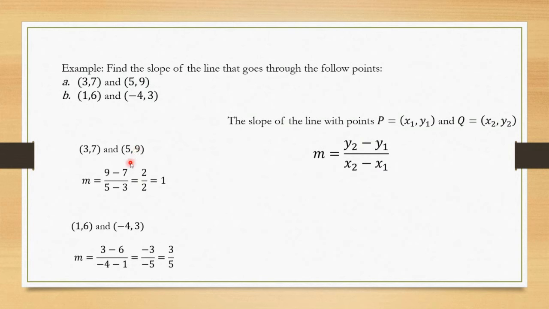So I do 9 minus 7 over 5 minus 3. 9 minus 7, right? 5 and 9 come from the same point, so they're on top of each other, next to each other. 7 and 3 come from the same point, so they're on top of each other. And we get 2 over 2, which is 1.